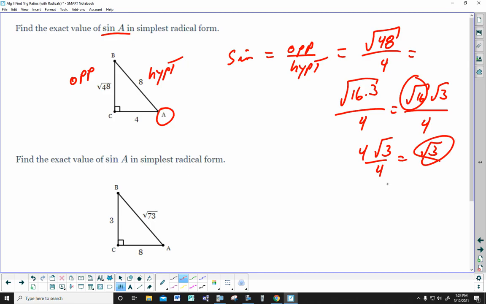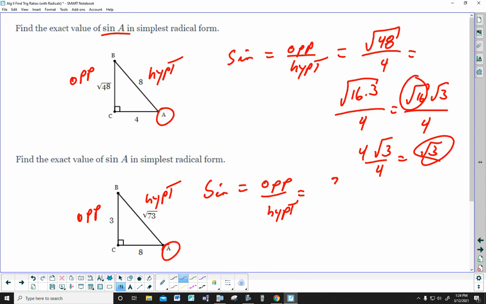Sine of A. Sine is your opposite over your hypotenuse, just like it was up above. Standing on A, this is your opposite, this is your hypotenuse. Now it changes up here, because on the ones before, the radical, the square root, was in the numerator.